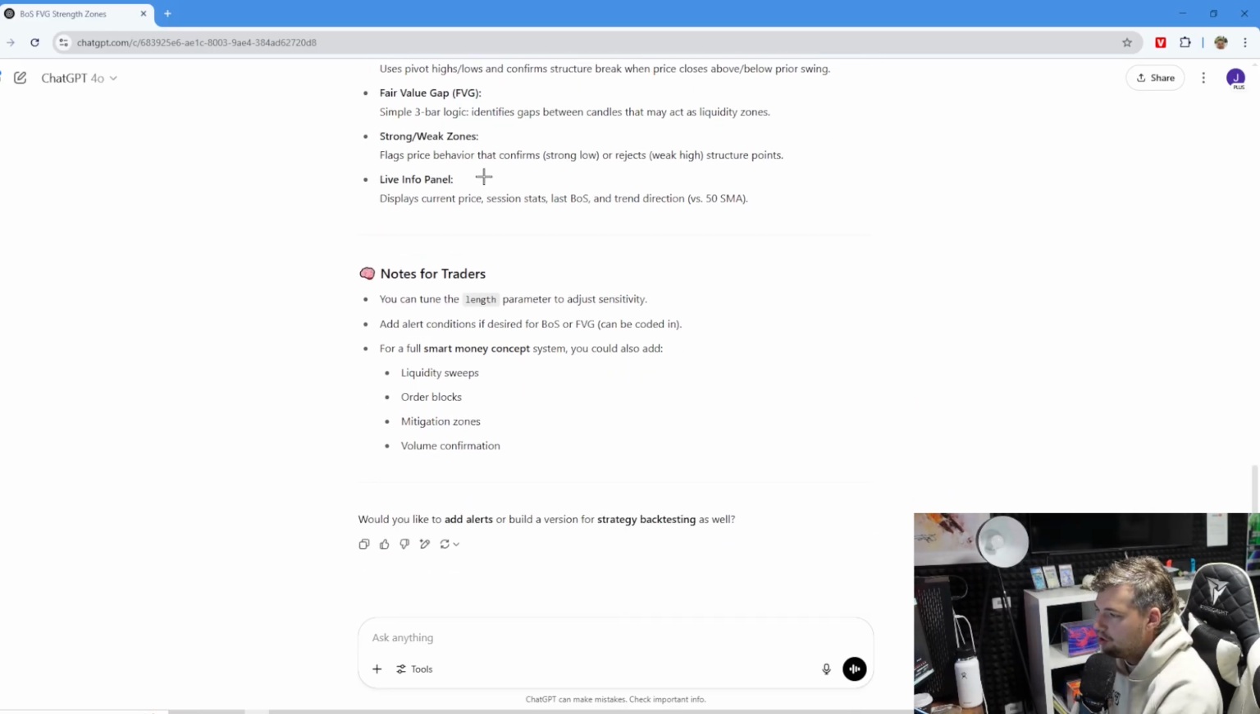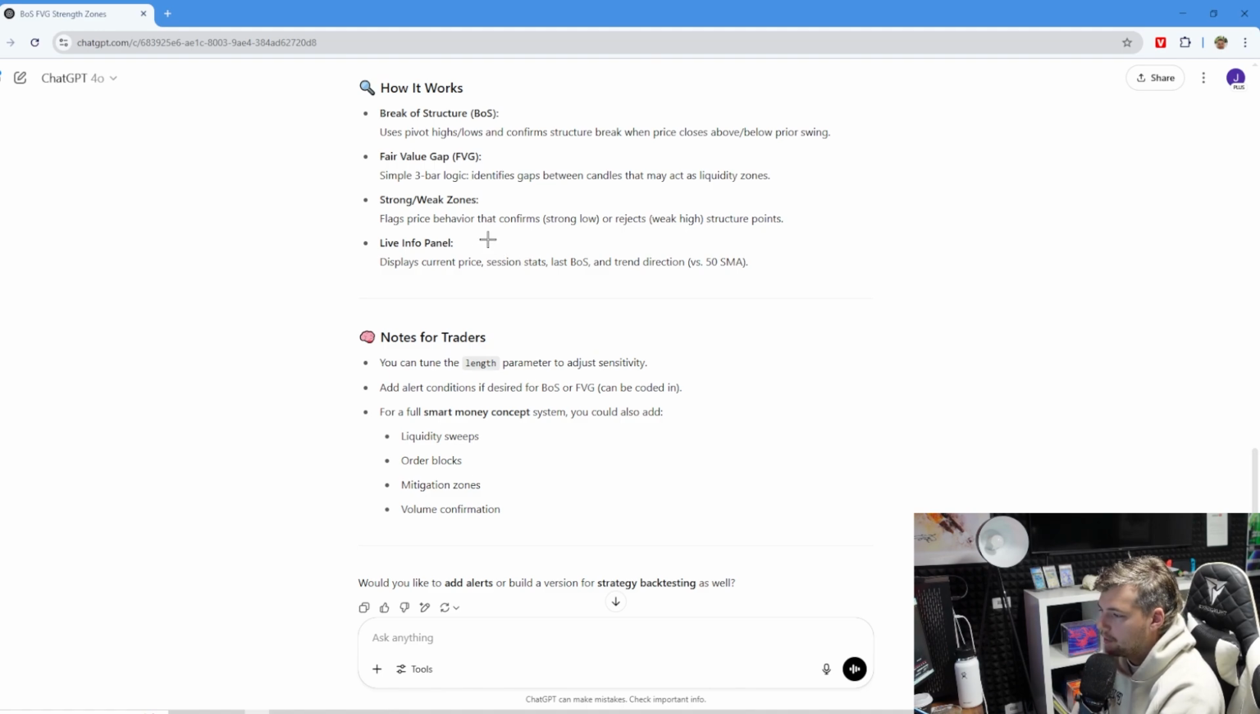We then have strong/weak zones, which flags price behavior that confirms a strong low or rejects weak high structure points. So a strong low basically just means the price is going to bounce off this point. It could be a good entry if you are bullish, and weak highs basically work in the opposite direction. So if it ends up going to the weak high and then starts to retrace, you could enter a short here, betting on it not breaking through that high and tracing back down.